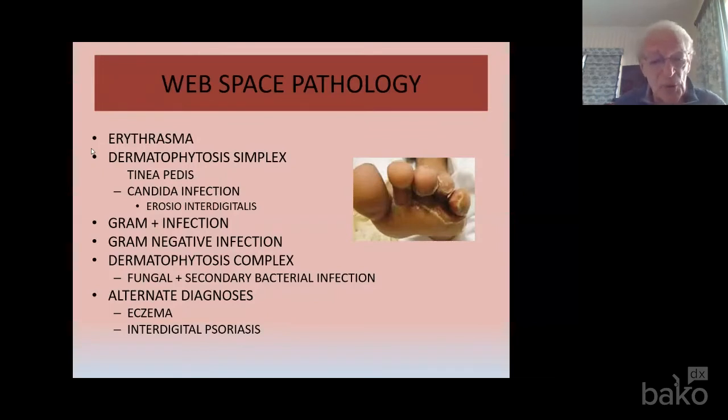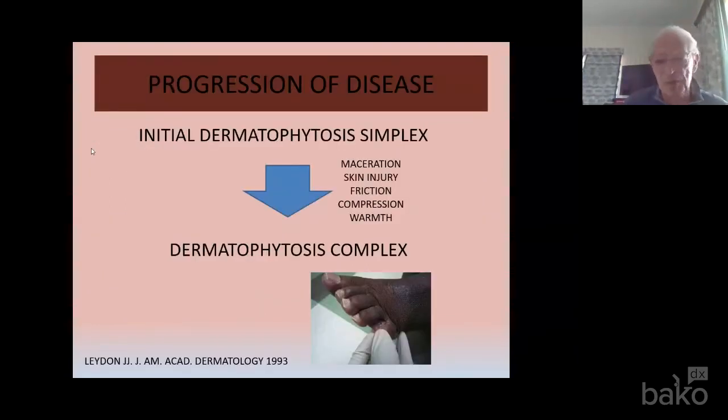You could have a pure gram-negative infection. You could have a pure gram-positive infection. Pseudomonas is quite common in these web spaces. You could have what's called dermatophytosis complex, which again I think is quite common, where you have an initial fungal infection, you then get fissuring and scaling and cracking of the skin, and then you get a secondary bacterial infection. And then you have the less common diagnoses: interdigital psoriasis or so-called white psoriasis, eczema, and so forth.